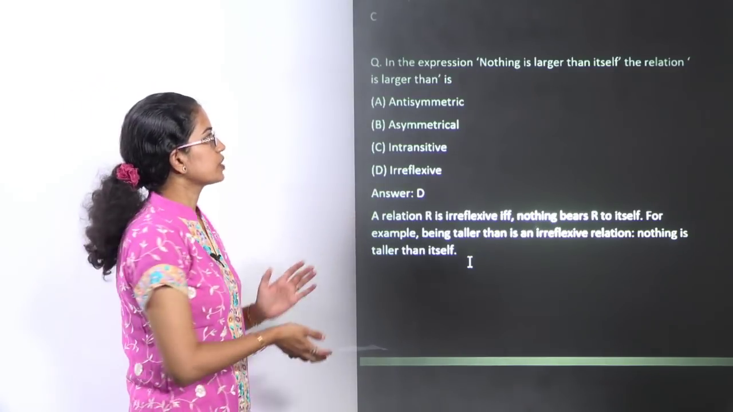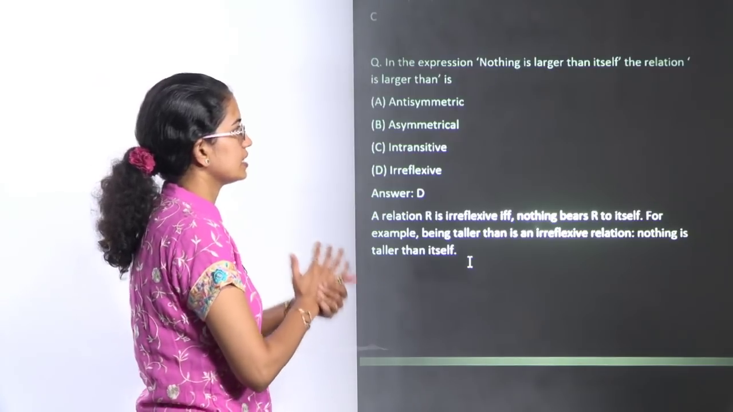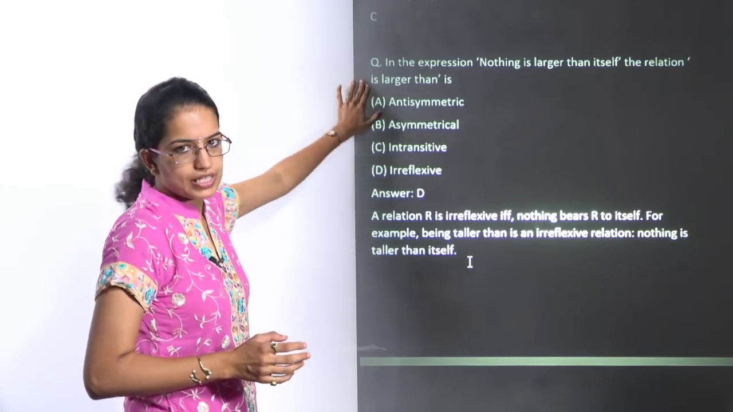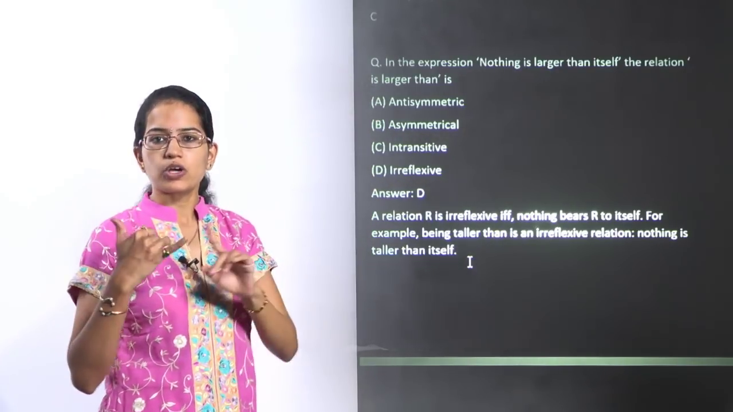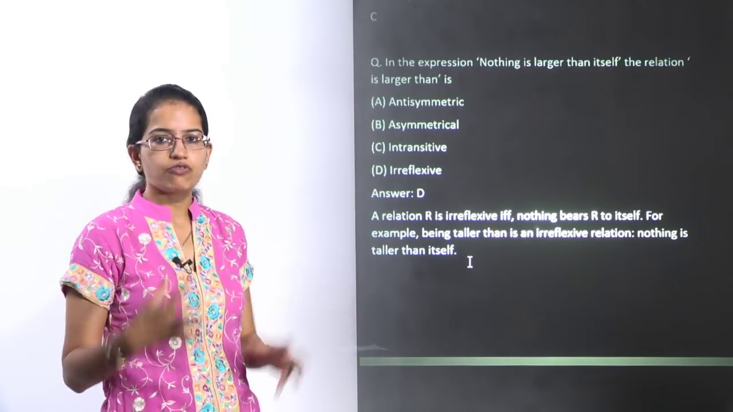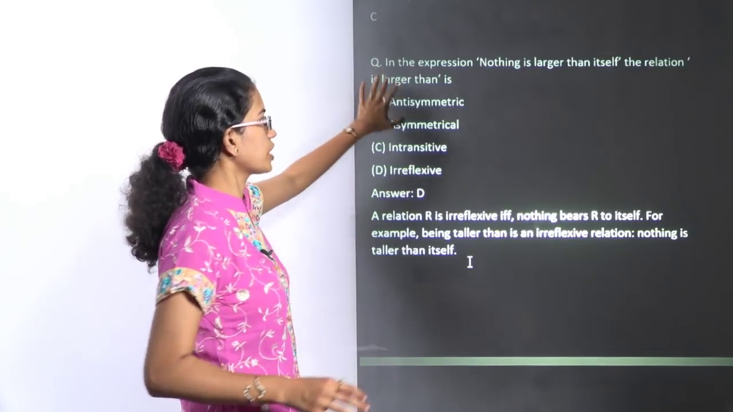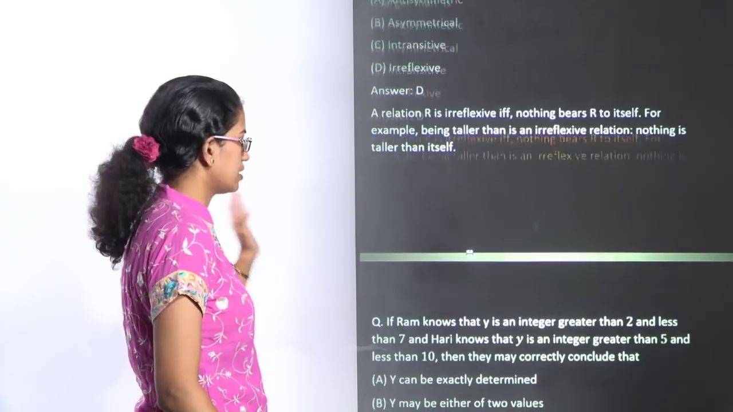So we have the next question where it is asked, in an expression nothing is larger than itself, the relation "is larger than" is, it is an irreflexive relation. We would be taking a separate lecture where we would be talking about theories of description and the types of relation which are part of logic and very important. So we will be covering those separately. For now you can just keep in mind that this is an example of irreflexive relation.